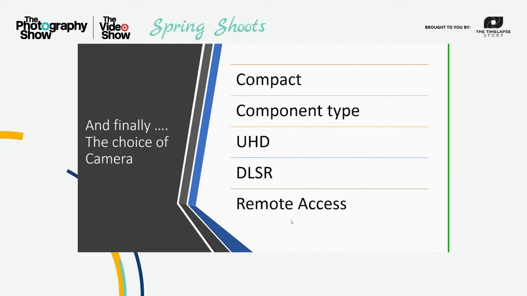And finally, the choice of camera itself. There are essentially 5 different types: compact, component, ultra high definition, digital SLR, and remote access.